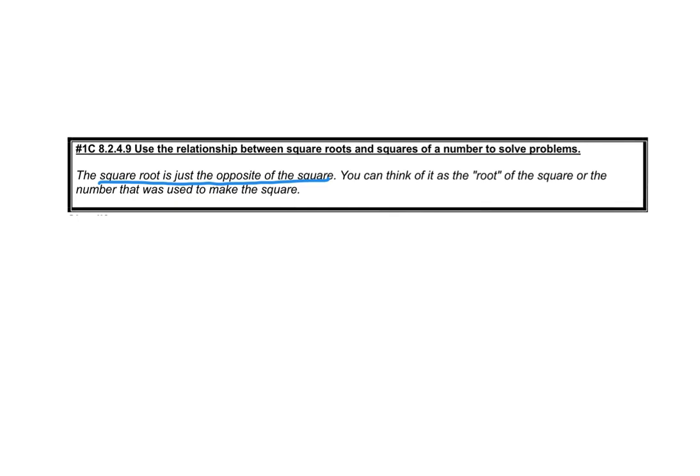So for example, if I took the square root of 25, we know that 5 times 5 is equal to 25, so the square root of 25 is 5. We also know that if I took 5 squared, that 5 squared is equal to 25. So the square root is the opposite of the square.